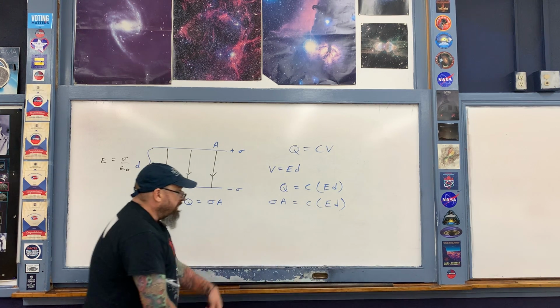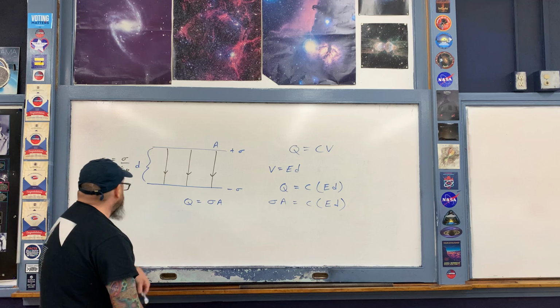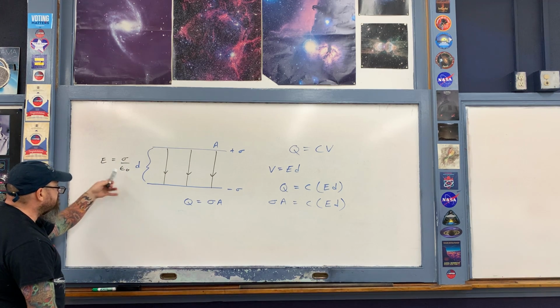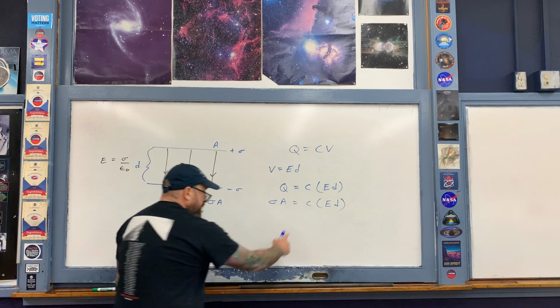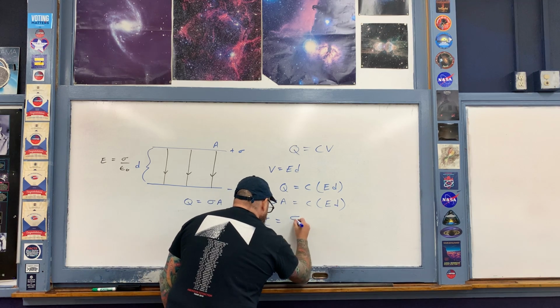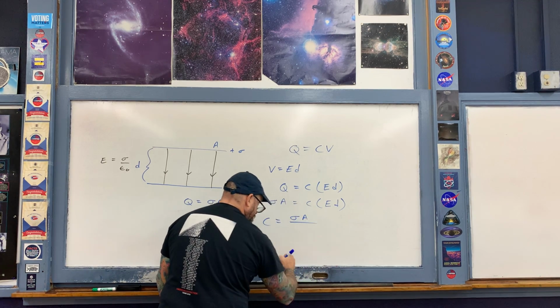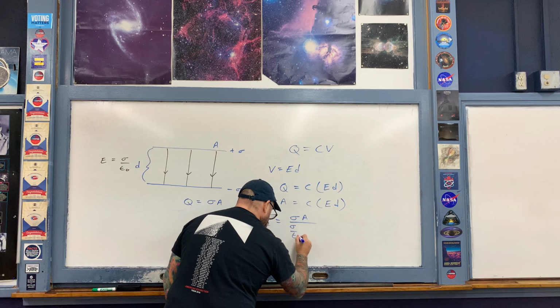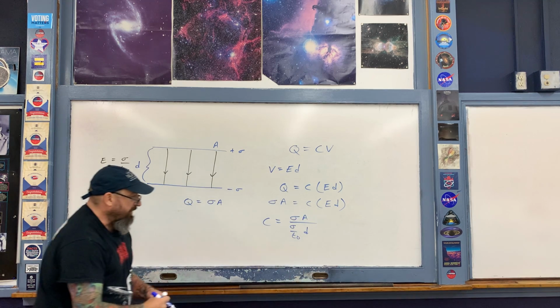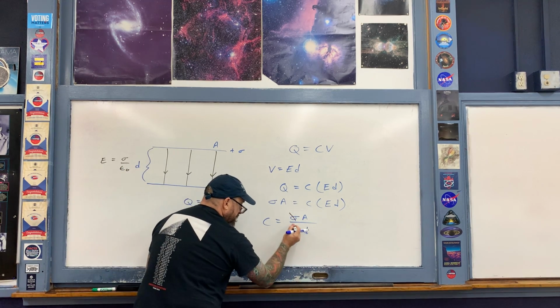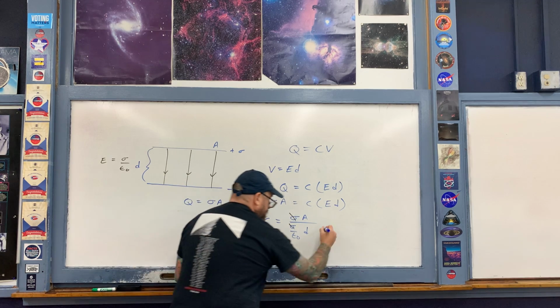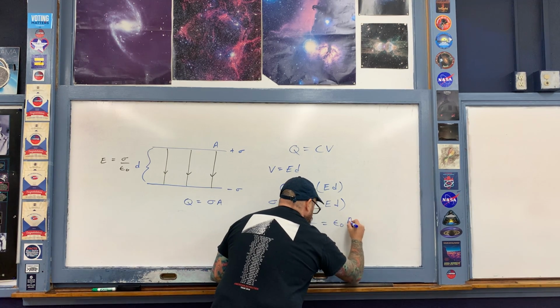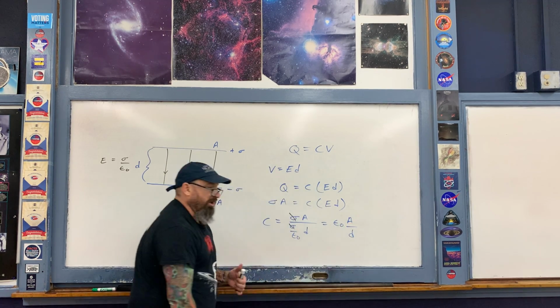Like so. And now we'll just divide out by E times D, where E, the electric field, is sigma over epsilon naught. So the capacitance then is sigma A divided by E times D, sigma over epsilon naught times the plate separation D. The sigma cancels out, like so. Last step is to move the constant epsilon naught up to the numerator of the expression.